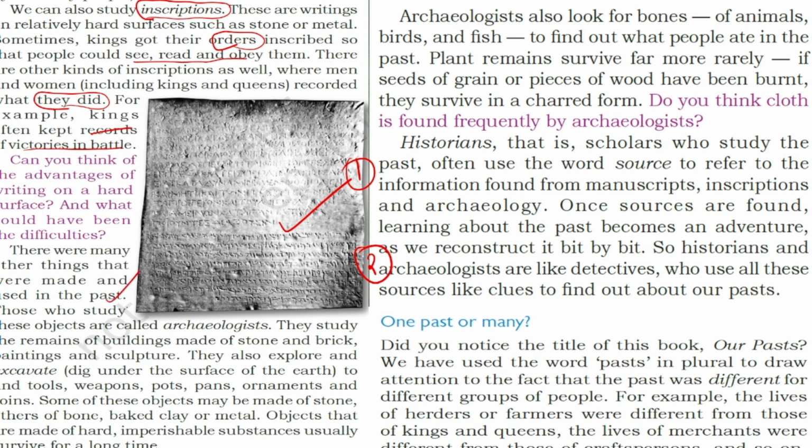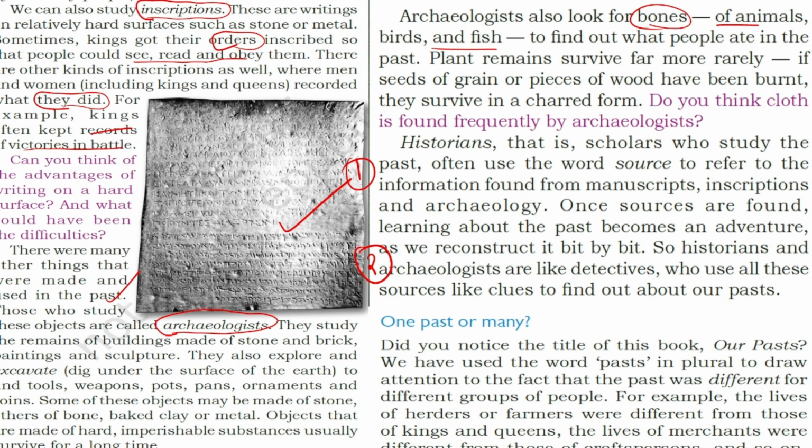Those who study objects like inscriptions are mostly known as archaeologists. They study remains of buildings made of stone and brick. Archaeologists also look for the bones of animals, birds and fish and find out what people ate in the past. Plant remains and other things are also discussed by these people, students.